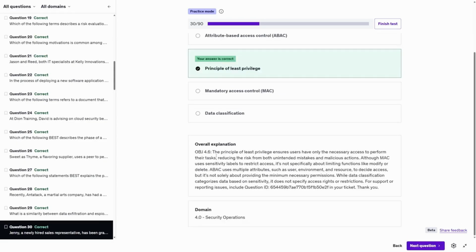The principle of least privilege ensures users have only the necessary access to perform their tasks, which reduces the risk from both unintended mistakes or malicious actions. I'll leave up the incorrect answers for a few extra seconds.